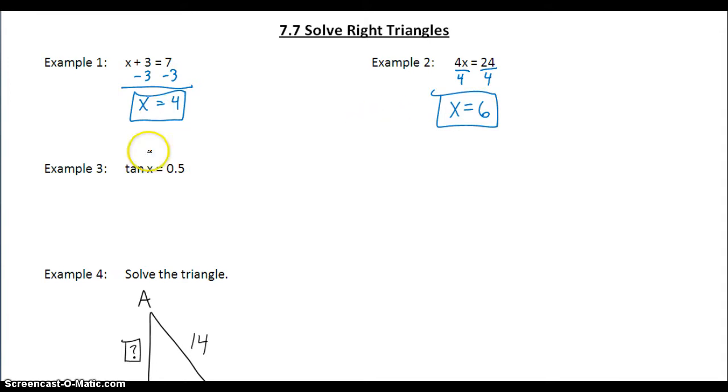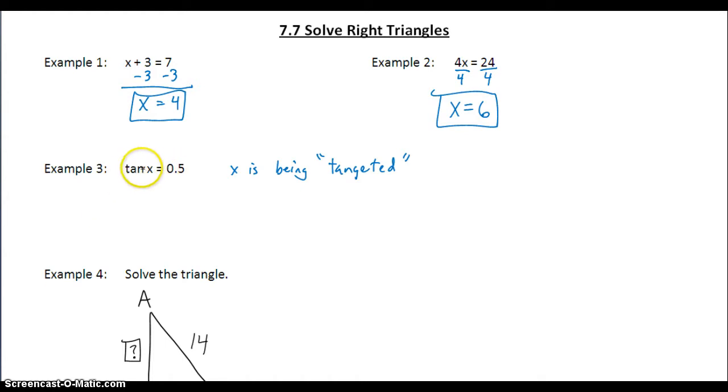I want to keep that idea going in example 3. I have tangent of x equals 0.5. So I need to solve for x by getting rid of this tangent. Now, if you look, it looks like x is being multiplied by tangent. But x isn't being multiplied by tangent. X is being tangented, which is a word that I just made up, but it makes sense. This is not tangent times x, this is the tangent of x.